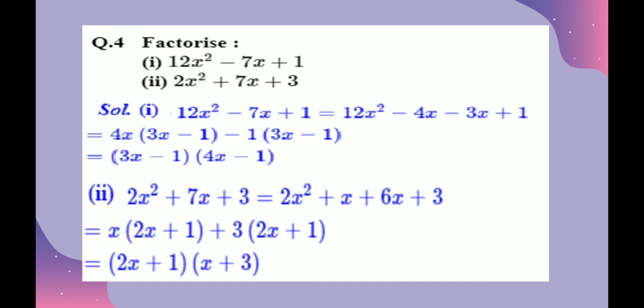Then from 2x square and x we will take x as common. So what is left in the bracket? 2x plus 1 is left, because x multiplied by 2x is 2x square and x multiplied by 1 is x. Now from 6x plus 3 we will take 3 as common. So in bracket 2x plus 1 is left, because 3 times 2 is 6, so it is 6x, and 3 multiplied by 1 is 3. So our factors are 2x plus 1 and x plus 3.